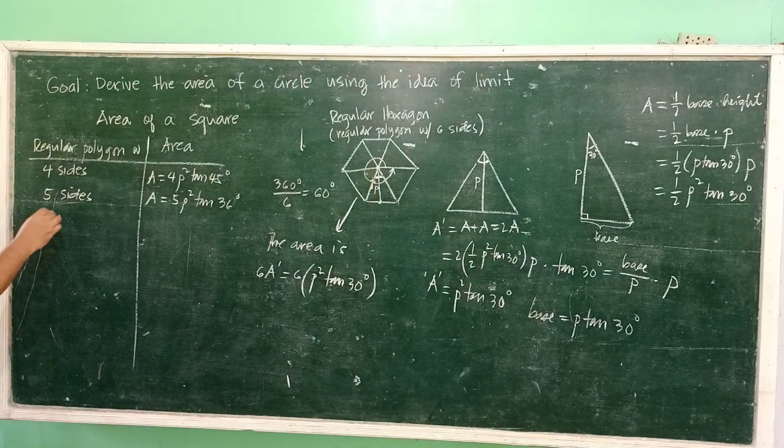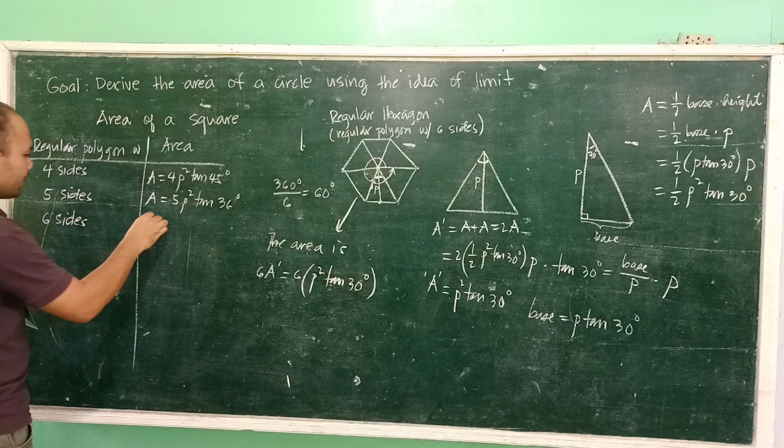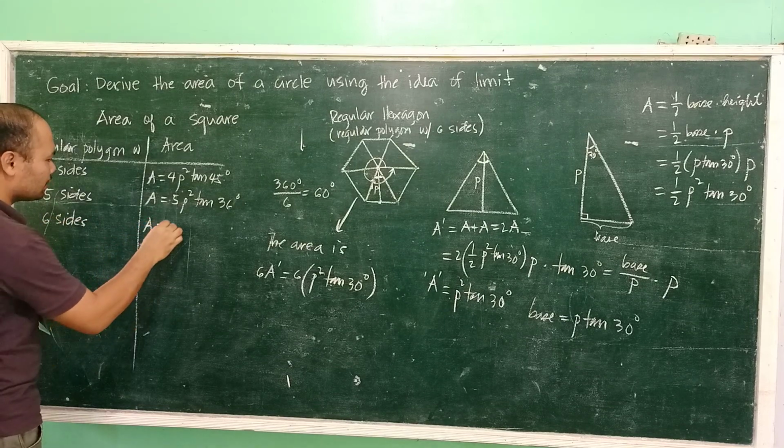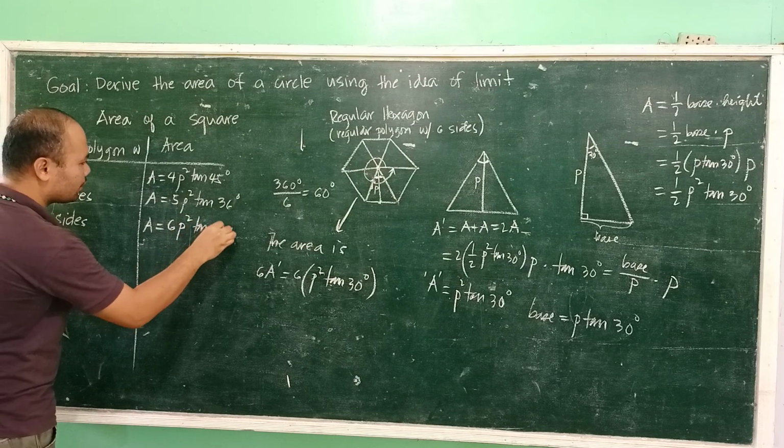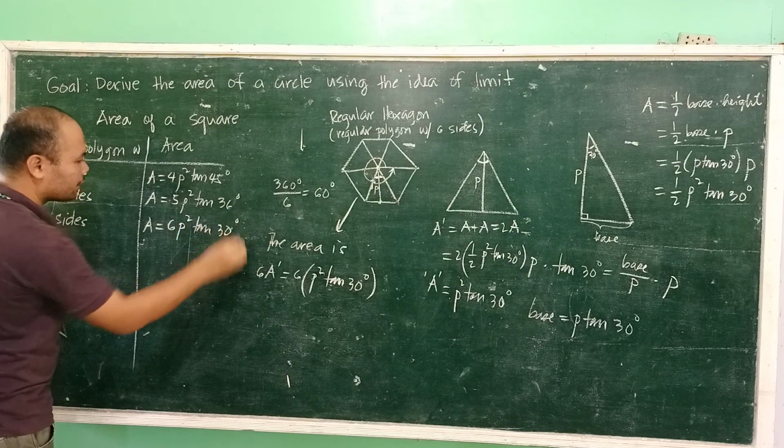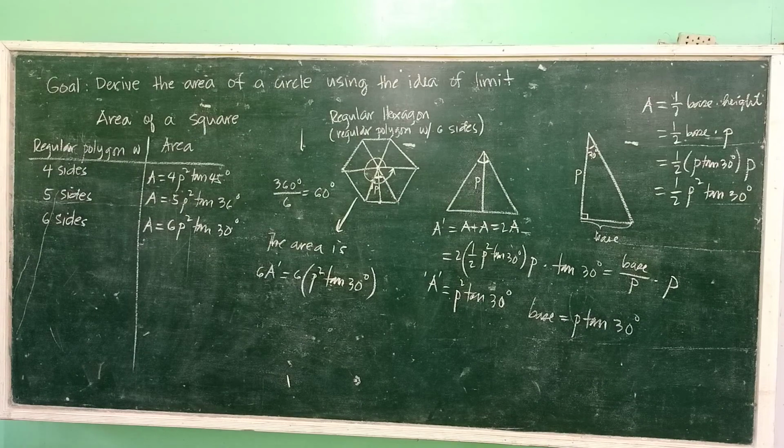Okay, so if you have 6 sides, the area is just equal to 6 p squared tangent 30 degrees. Okay, now we will look for a pattern. So you have 4 sides, you have 5, you have 6. Suppose you have, for example, 10 sides. So what should be the area?